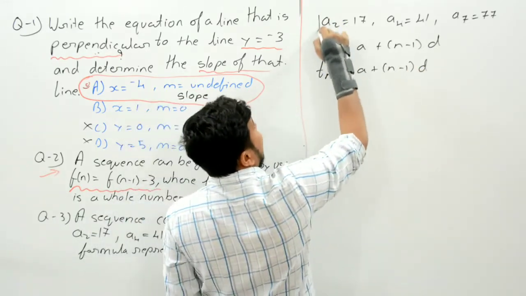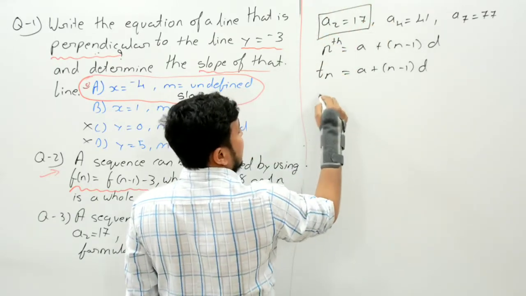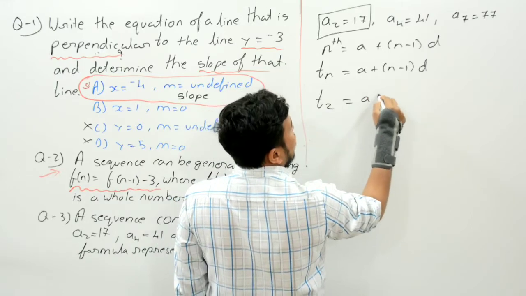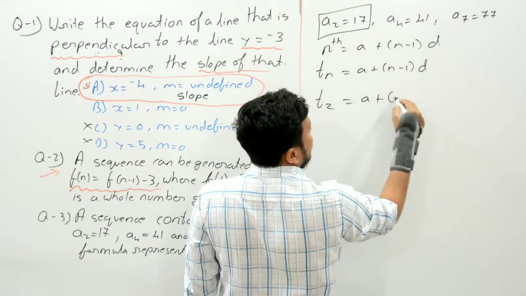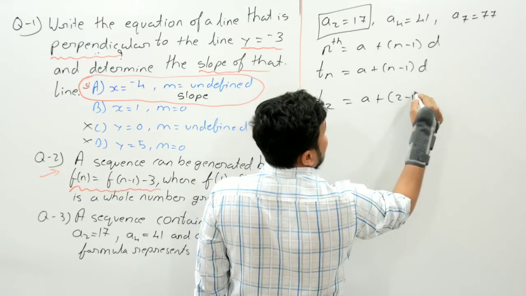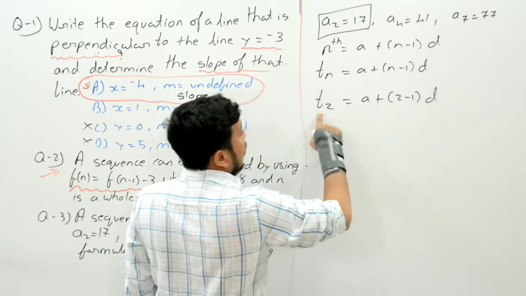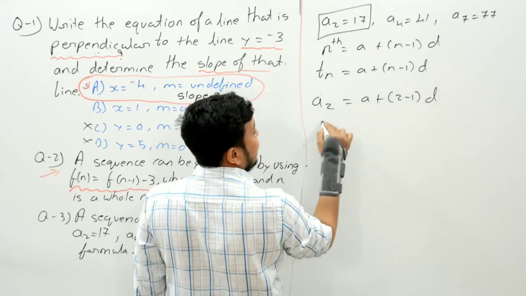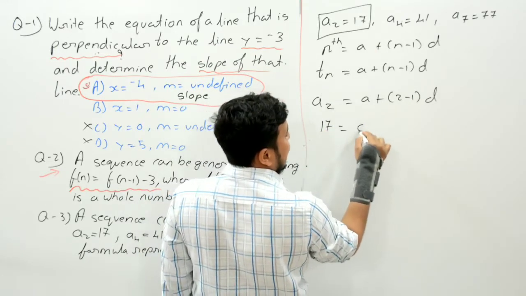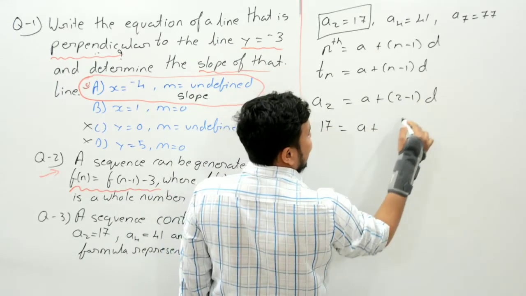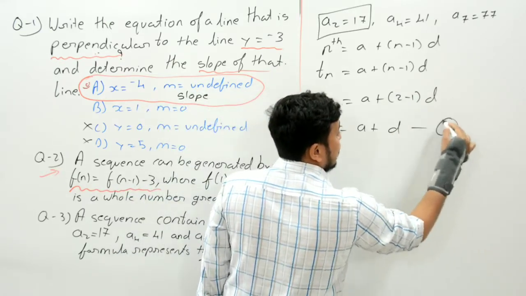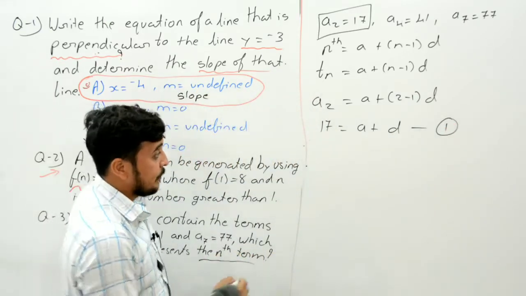But we have the value of the second term. The second term, T2 or A2, is equal to a plus (2 minus 1) into d. What is the second term? The second term is 17. So 17 is equal to a plus 2 minus 1 d, that is a plus d equals 17. Suppose let it be equation 1.